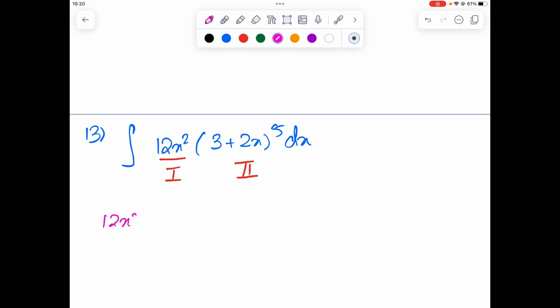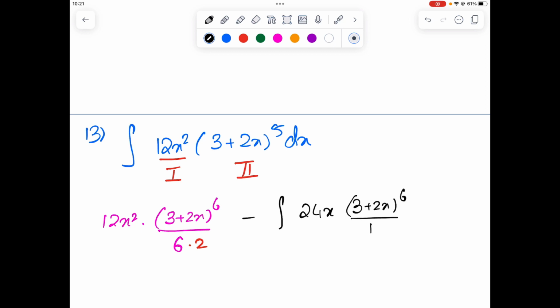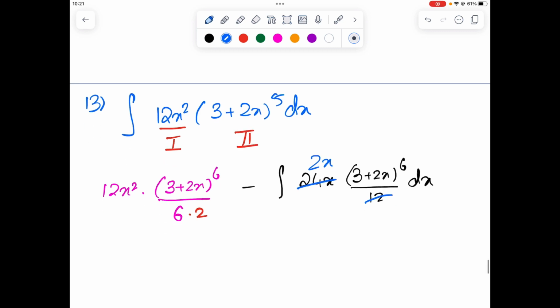So first function, integral of second function, (3 plus 2x) whole to the power of 6 upon 6. But don't forget to divide by the derivative of the basic function, 2, chain rule. Then minus integral of derivative of first function, 12x square derivative is 24x, times carry forward that (3 plus 2x) whole to the power of 6 upon 6 times 2, which is 12. So see, x square became 24x, so 2x. So it decreased. That's the point in doing it this way over here. Then 12 and 12 get cancelled.